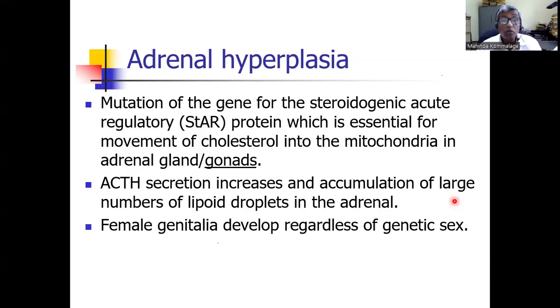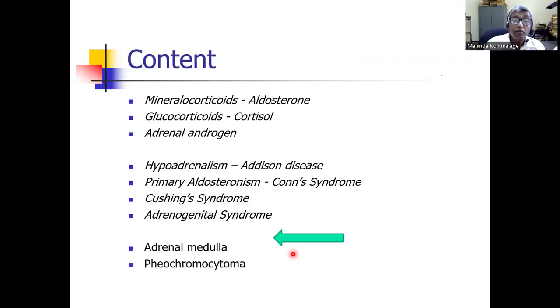Then there is a condition called adrenal hyperplasia. You can read about that condition. It is due to excess secretion of ACTH, and again it will affect female genitalia development regardless of genetic sex. Right. Now up to here, I discussed the adrenal cortex hormones and abnormal conditions related to the adrenal cortex. Now I will move to the adrenal medulla.